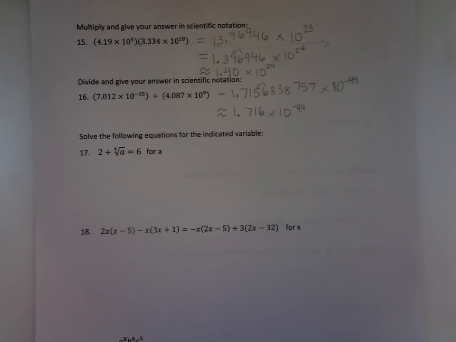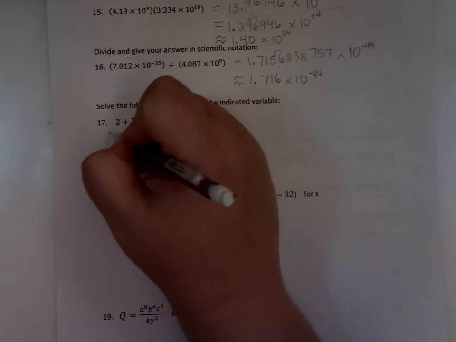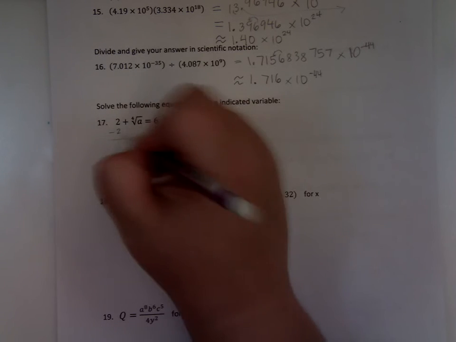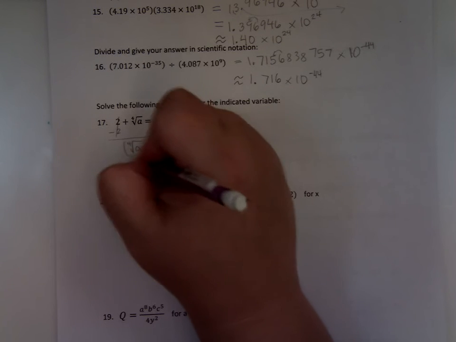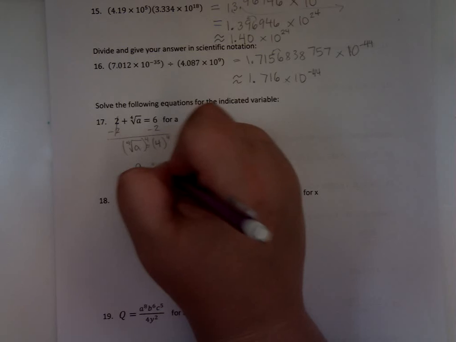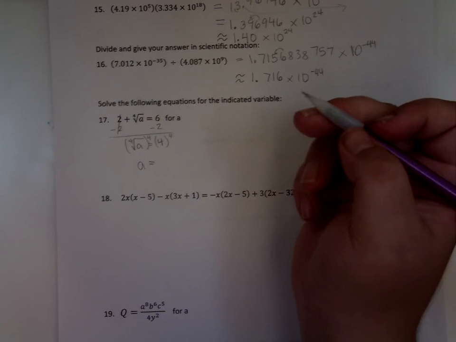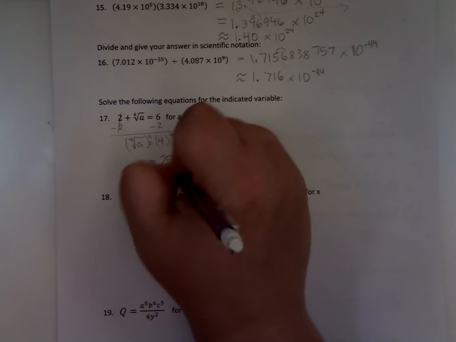Okay, solve the following equations for the indicated variable. So first things first, subtract 2 from both sides. What have we got? The fourth root of a is equal to 4. Then we raise both sides to the fourth power. We've got a is equal to 4 to the fourth, which is 256, I think, but I'm going to double check. Yes, it is. 256. All right, great.